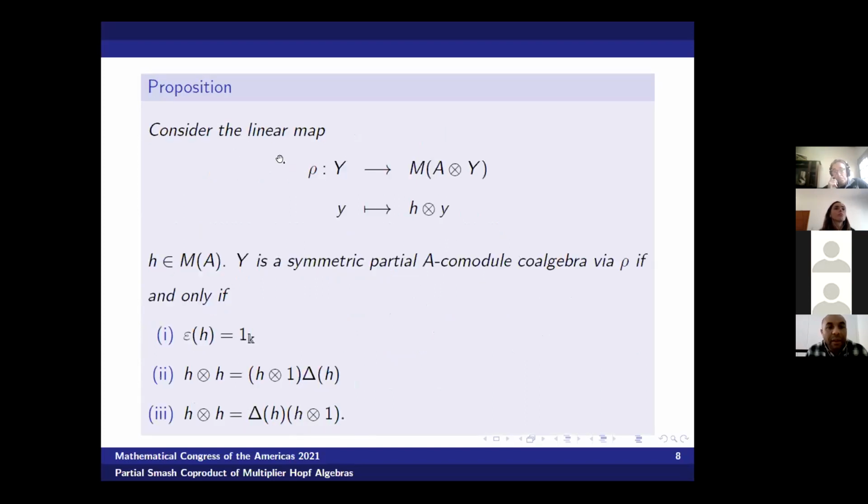Here we have a result that gives a family of examples. So we define a linear map, taking an element in the multiplier algebra of the algebra A. And we have this kind of equivalence. We have a symmetric partial A comodual coalgebra if and only if these three conditions hold. Again, the third condition is related to the symmetric condition.